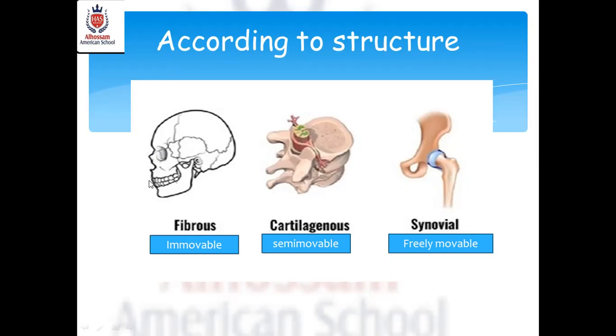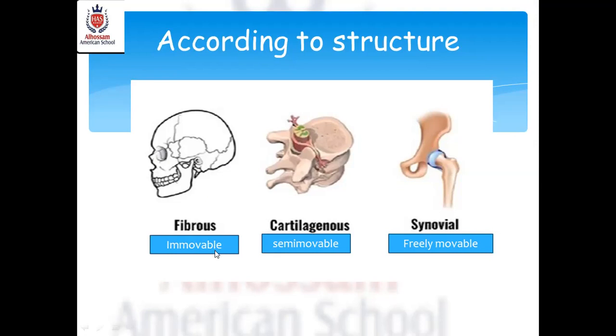According to structure, joints are divided into three main types: fibrous, cartilaginous, and synovial. Okay? Fibrous joints, the range of movement is very limited or immovable. Cartilaginous joints, and from this name they are supported with cartilage, and from the previous session we discussed the meaning of cartilage. They are considered as joints that allow a semi-movable range of movement to my body. Semi-movable means limited movement, while the synovial joints are the commonest joints in our body that allow us to move freely, so they are freely movable.